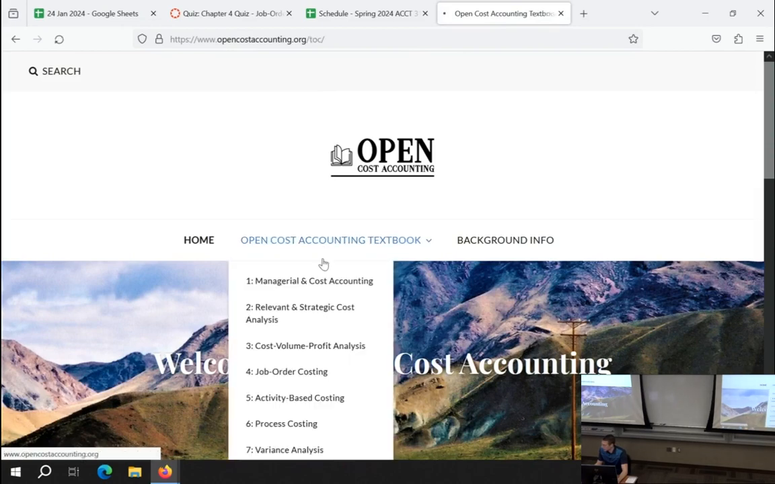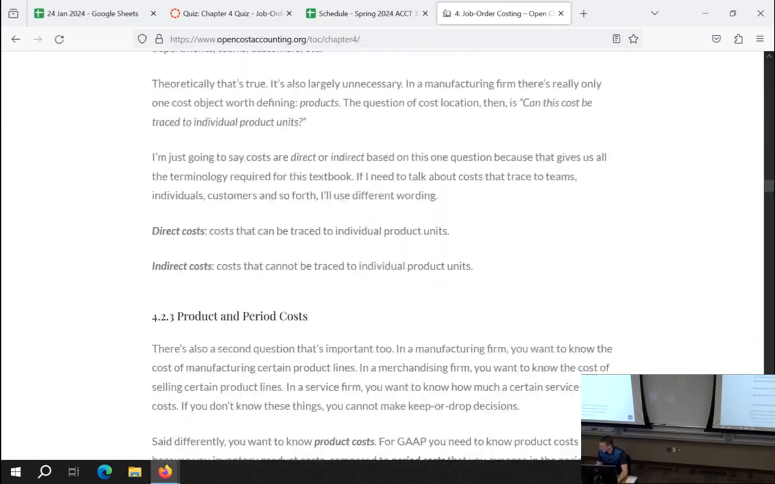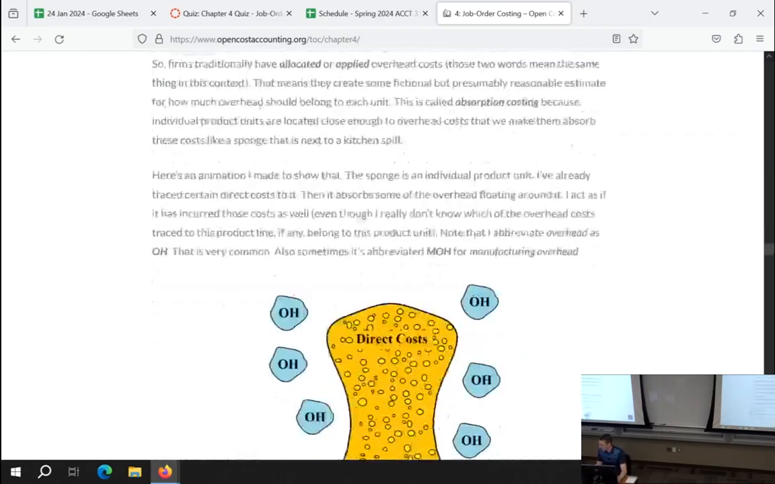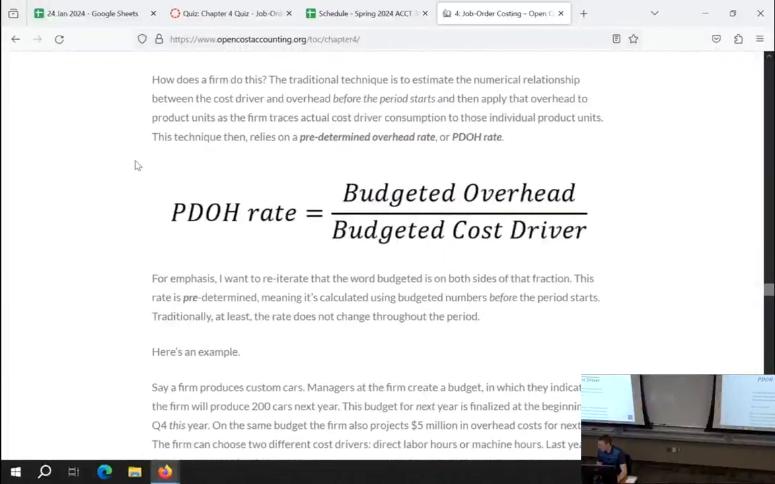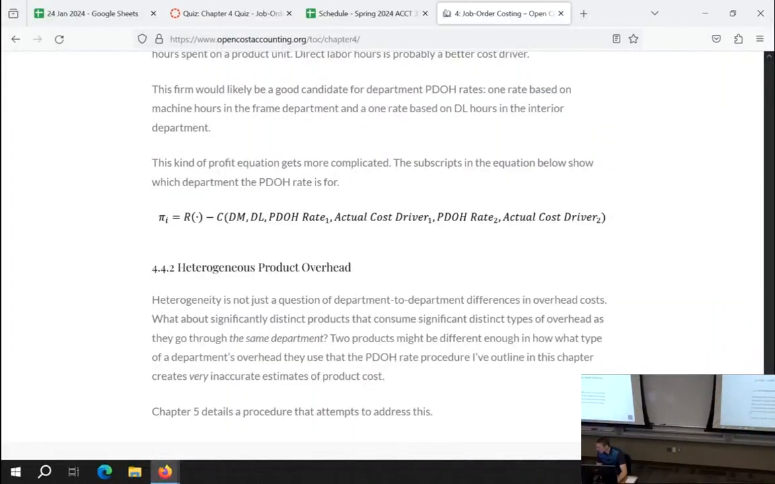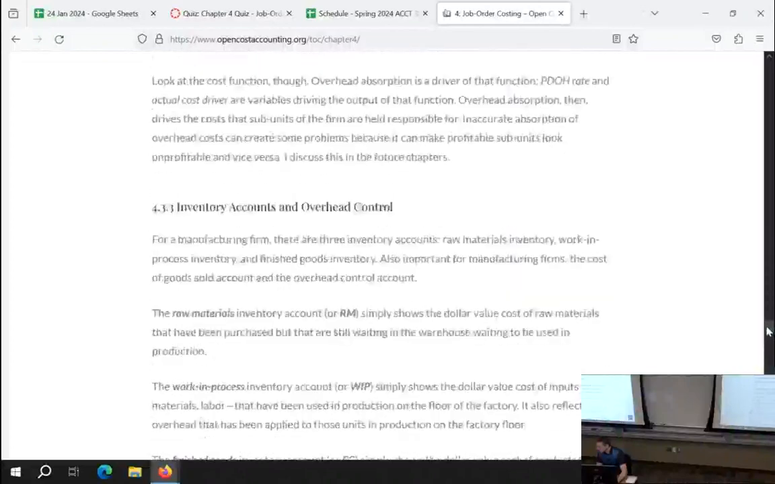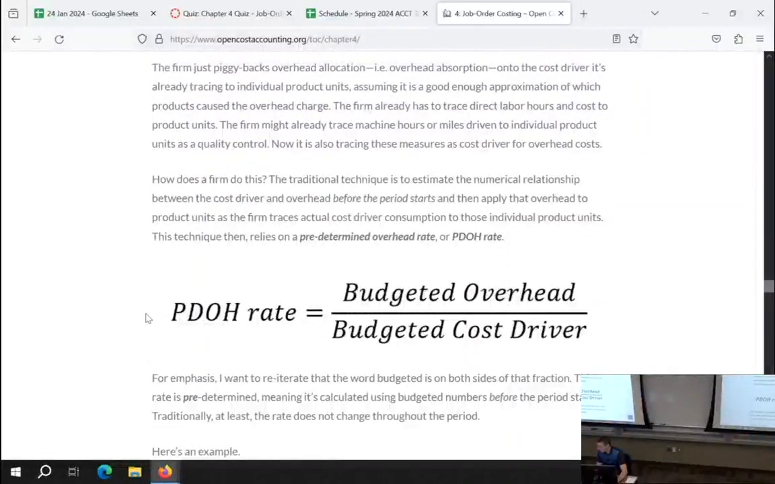We can remember our chapter 4, one of our two equations in this chapter, not counting me reiterating the pi equation. Right here. PDOH rate means budgeted overhead over budgeted cost driver. Now, do I restate that down here with departmental in that section? Let's see. No, I don't. You can put on your notes, if you want, to remind yourself: departmental overhead rate, PDOH rate. Just put DEPT here, equals DEPT, departmental budgeted overhead, over DEPT, departmental budgeted cost driver. Because that's how we're going to apply it.